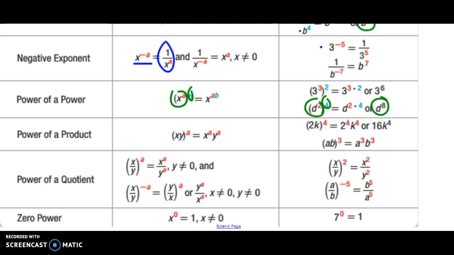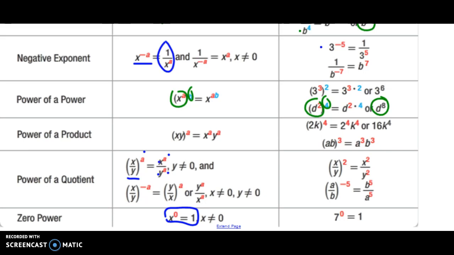Power of a product: when we have x and y together to the a power, it's the same as x to the a times y to the a. Power of a quotient: if you have x over y to the a power, it's the same as x to the a over y to the a. Same with a negative exponent, which actually can flip it. And finally, the last rule in math that is always known is that anything to the 0 power is 1. So 7 to the 0 power would be 1.